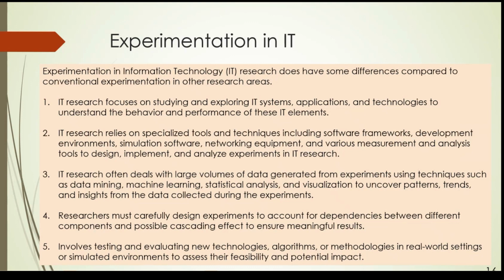Researchers must carefully design experiments to account for dependencies between different components and possible cascading effects to ensure meaningful results. Now, if you do programming or you design software architecture, you will realize that when you modify one component, the effect is not just on that component, but it will affect many other components, sometimes jumping to components a few connections away. This is what we call the cascading effect.